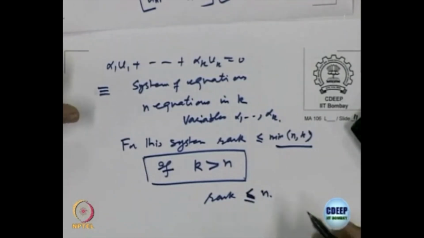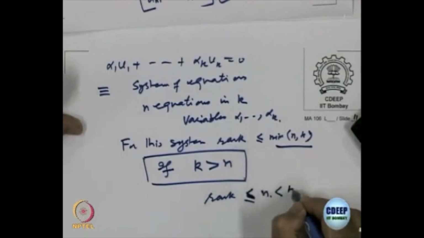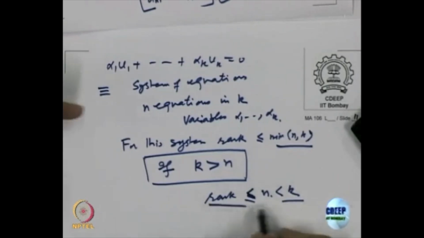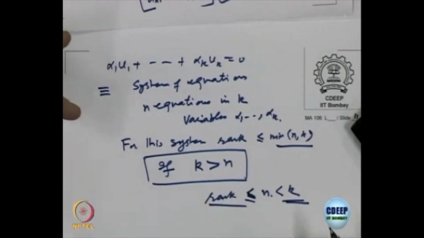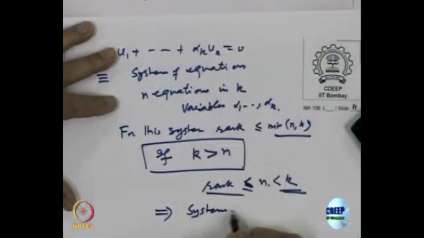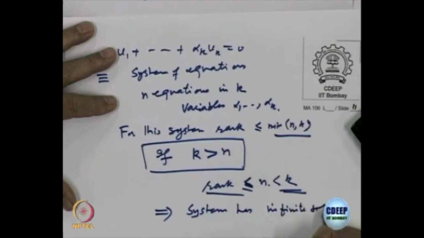right, which will be less than, of course, k. There are k variables, right? How many variables are there? K, alpha 1 to alpha k, and the rank is strictly less than k. So the system of equations is consistent with an infinite number of solutions when the rank is strictly less than k. So this implies the system has infinitely many solutions.